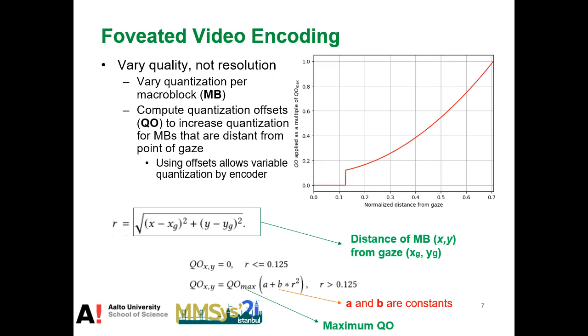In a gaze-centered frame, for a central circular region of diameter 0.25 times the width of the frame, the offset applied is 0. Beyond the circular region, as you can see here, the offset applied increases parabolically.